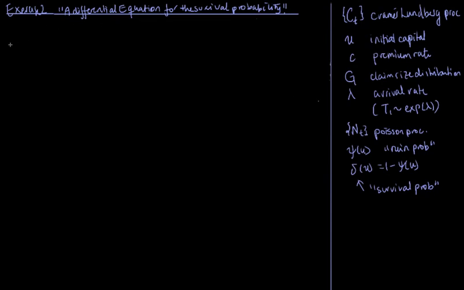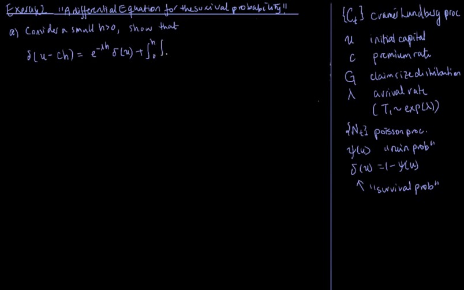In A, we are asked to consider a small h and show, or explain why it holds, that when we consider the probability of survival with initial capital U minus ch, then this probability is given by e to the minus lambda h multiplied by the probability of survival with initial capital U plus some rather advanced, complicated double integral that looks like this.